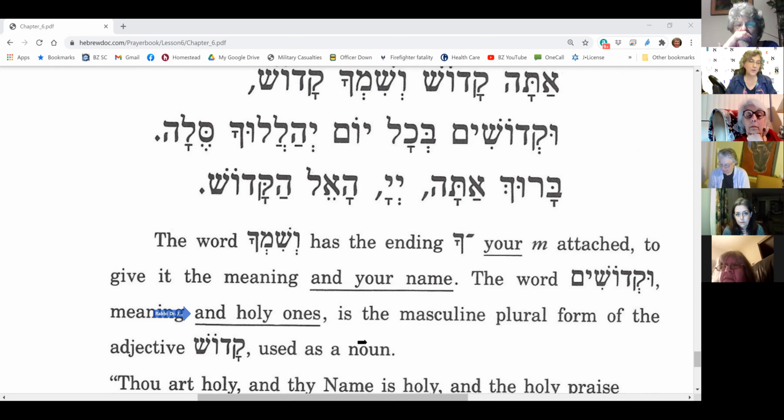I would have argued that you could have said vekedoshim to say and holy ones every day praise your name, Selah. I would have said not the holy ones. If I added a ha, it would have been the instead of because you have the ha. So this prayer as it exists right now, I would not have had the holy ones. I would have had and holy ones. Ukedoshim. That's how I would have translated it.